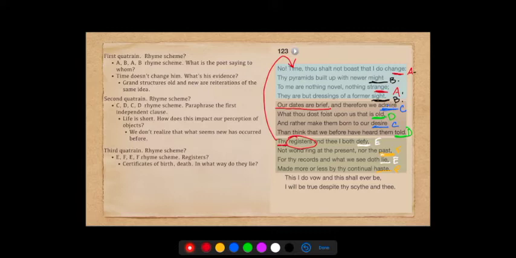But notice, he says he defies both. What do you do when you defy an order or you go against it? He's not caving into them. When he says in the line here, for thy records and what they see doth lie. And here he's meaning telling a lie. They lie, made more or less by thy continual haste. So what is it they're lying about? They suggest a beginning and an end to one's existence.